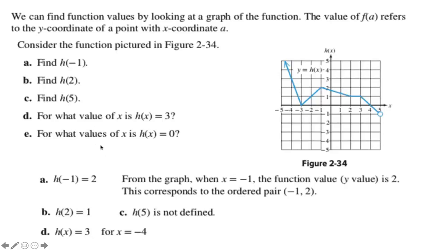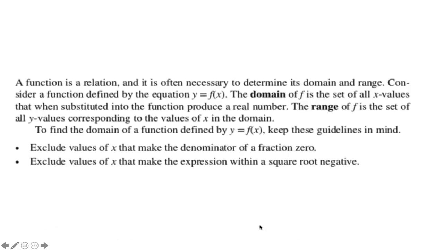And finally, for what value of x is h of x equal to 0? So again, the output is 0. So that means I look at the y value. The y value is the output. Here's 0. So for what value of x is the y value 0? Well, there's two places. One at negative 3 and one at 4. So this equation has two solutions, negative 3 and 4. Okay, so that's that example.